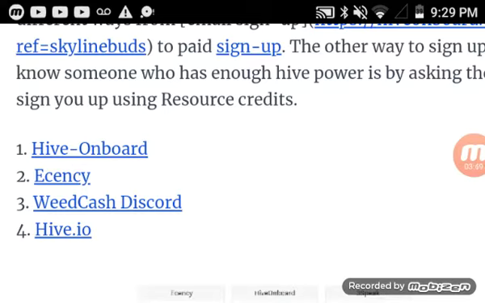This is the blockchain it's on. You see four services up here: Hive onboarding, SNC, Weed, Cash, Discord, and Hive.io. These are places you can go to get a wallet absolutely free.